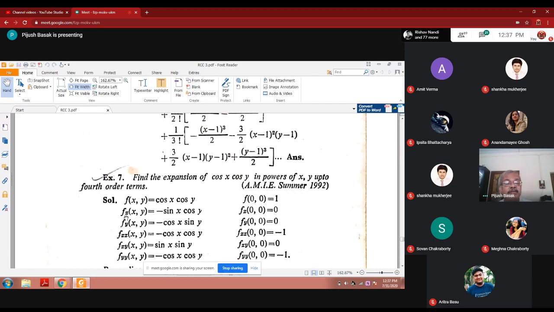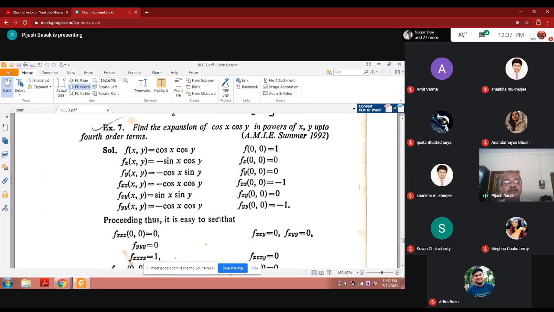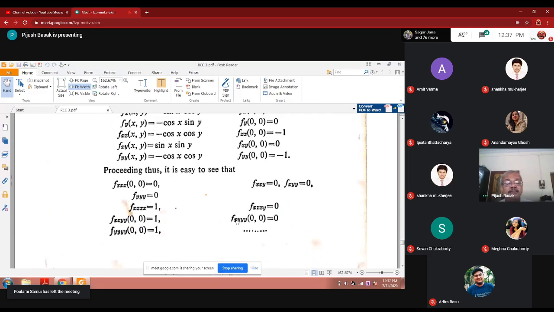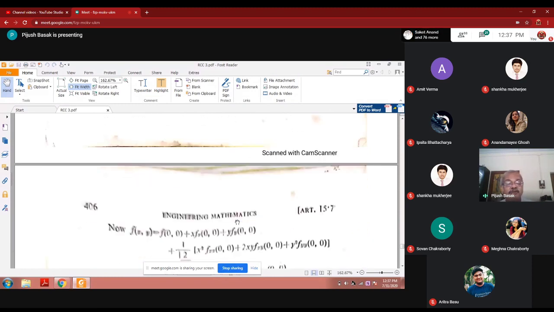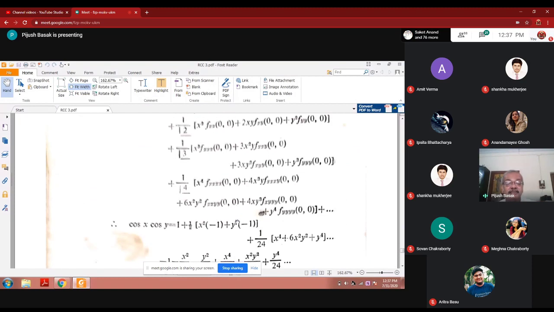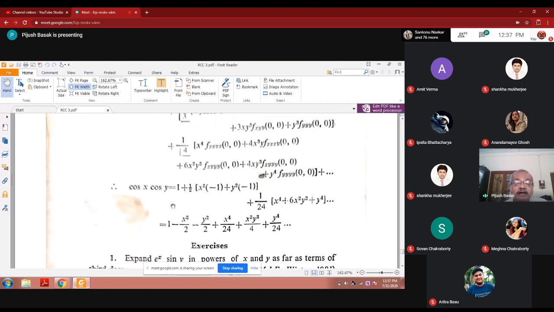First derivative is minus sin x cos y, so fx(0,0) is 0. Similarly, all these quantities will be found out. Proceeding thus, it is easy to see that all these are 0 and 1, just you check up, no problem about it, and get the final result as 1 plus half x square minus 1 plus y square minus 1 plus 1 by 24 x to the power 4 plus 6 x square y square plus y to the power 4, and so on.